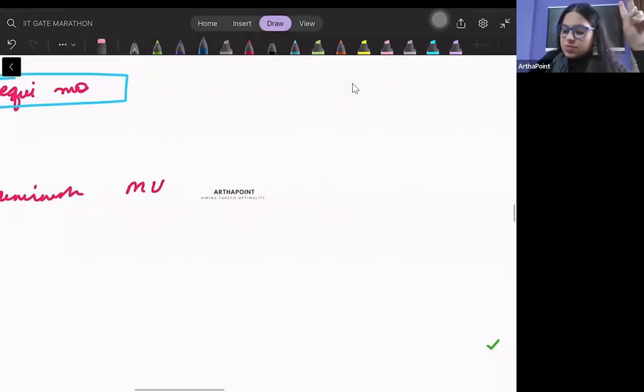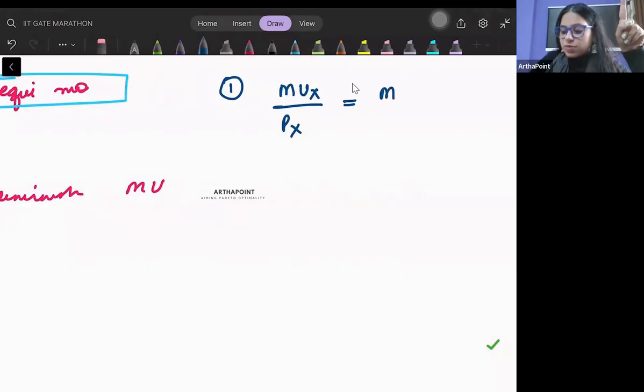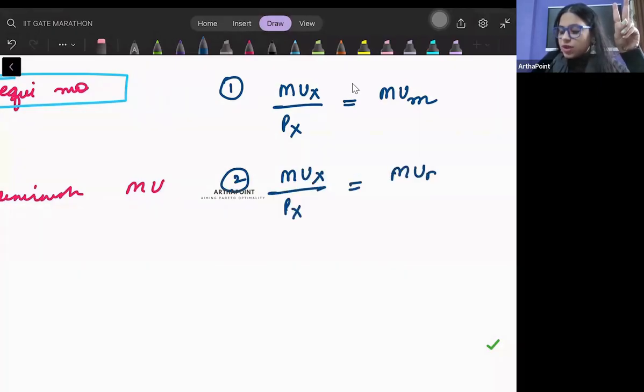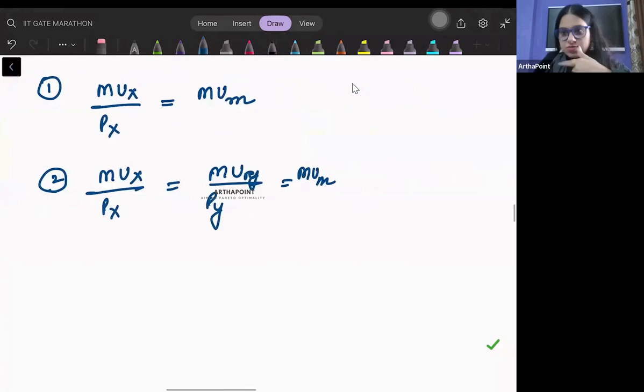First of all, I must remember that if I am given a single good, अगर मुझे सिर्फ एक good दिया होगा, so MUX by PX has to be equated to MUM. But अगर मुझे दो goods दिए होंगे, तो MUX by PX must be equated to MUY by PY must be equated to MUM. Now, when you will go to the problem set, जो मैंने इसी booklet में दिया है, I have given you a question on three goods.